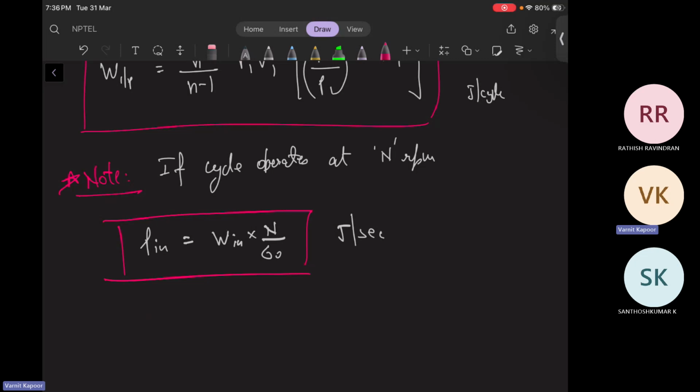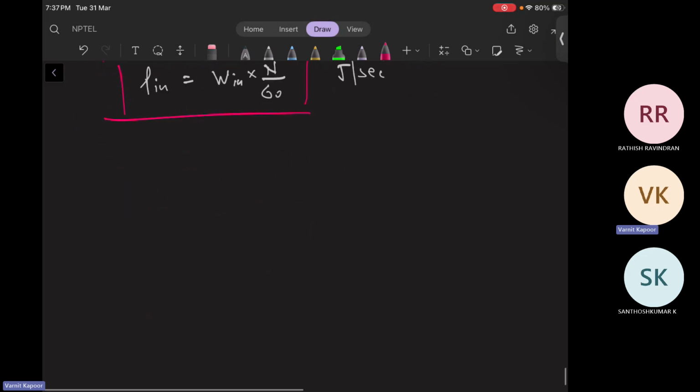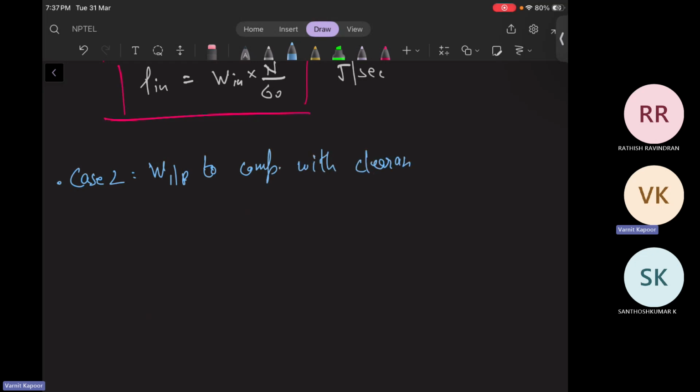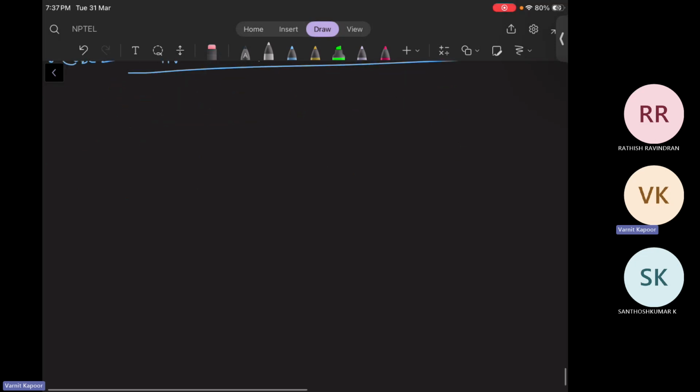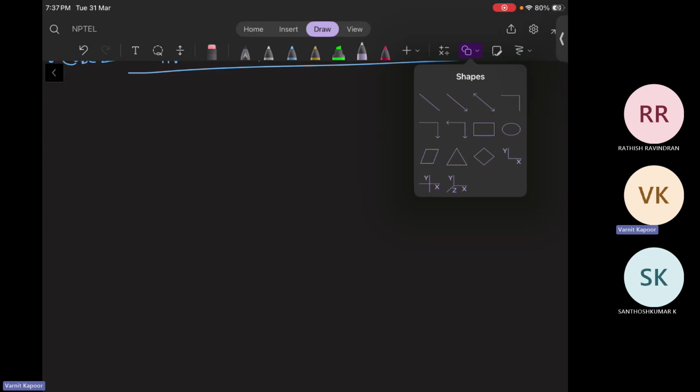Now coming to case 2. The case 2 is work input to the compressor with the clearance volume. What if the clearance volume is involved? Let me write. Case 2, work input to compressor with clearance volume. Why clearance volume is given, as we have seen in the IC engines also, so that the valve should not strike with the piston there. Okay, as we have seen there. Similar is the reason here. So if clearance volume is not there, how the plot will look like? Let me show.